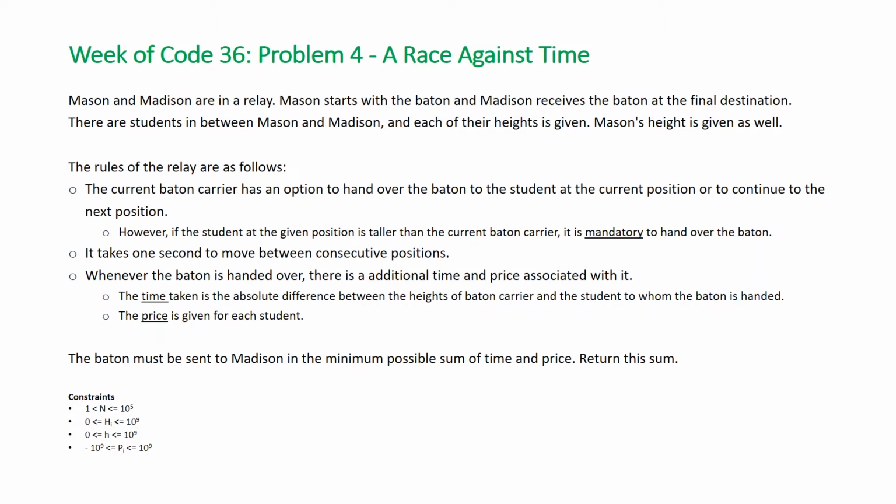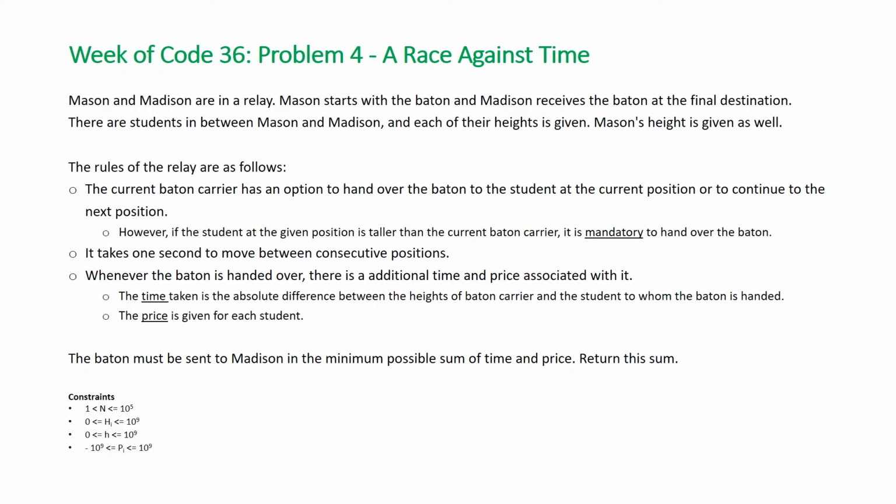The rules of the relay are as follows. The current baton carrier has an option to hand over the baton to the student at the current position or to continue to the next position. However, if the student at the given position is taller than the current baton carrier, it is mandatory to hand over the baton. It takes 1 second to move between consecutive positions, whether the baton is handed over or not. And if the baton is handed over, there is an additional time and price associated with it. The additional time taken is the absolute difference between the heights of the baton carrier and the student to whom the baton is handed, and the price is given for each student.